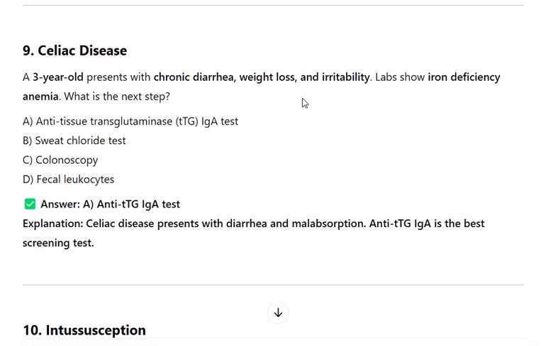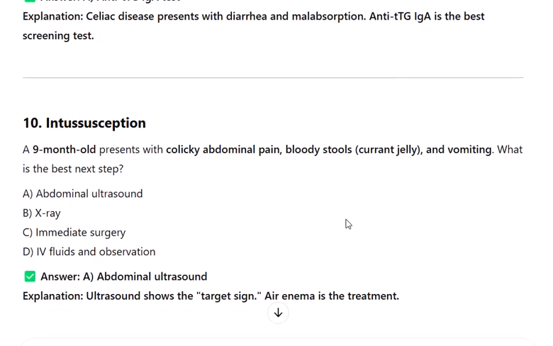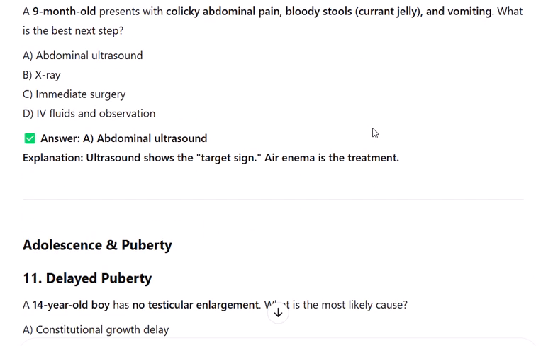10. Intussusception. A 9-month-old presents with colicky abdominal pain, bloody stools, currant jelly, and vomiting. What is the best next step? A. Abdominal ultrasound. B. X-ray. C. Immediate surgery. D. IV fluids and observation. Answer A. Abdominal ultrasound. Explanation: ultrasound shows the target sign. Air enema is the treatment.